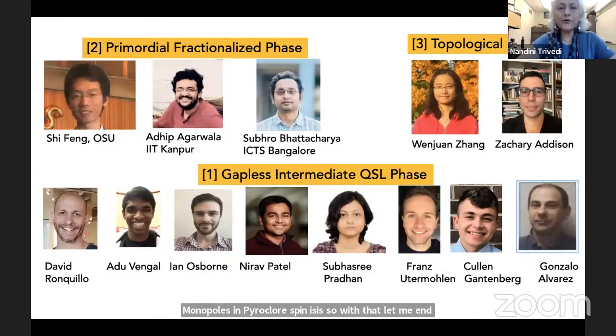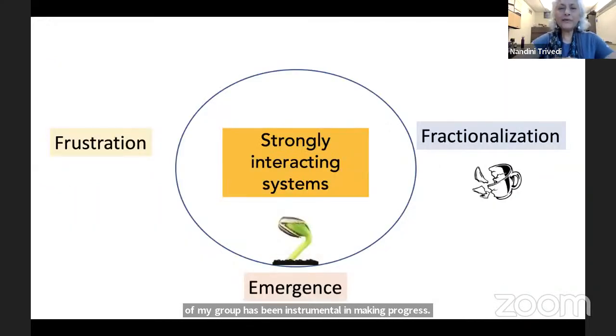Let me thank my group. They have been instrumental in getting our research to this point. It was very recent research, started in 2018, and all of my group has been instrumental in making progress toward this unified goal. And I want to leave you with this picture, almost a life lesson: when you're in difficulty, strongly interacting systems, you're facing frustration, don't give up, fractionalize. It's not a bad thing if you break apart and fractionalize, because something new will emerge.